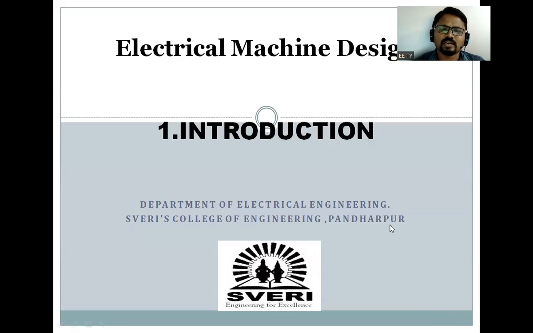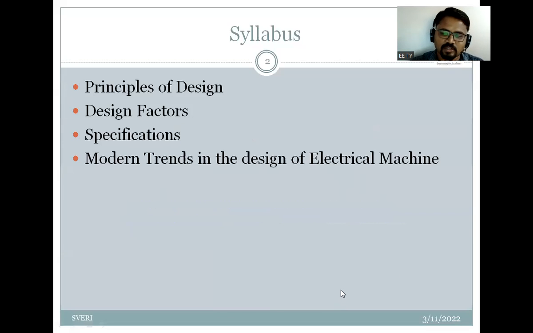Already we have discussed the syllabus related to this chapter, and you have already written the points in your notebook. First of all, we have to study the principles of design, then design factors, then the specification, and the last point is the modern trends in the design of electrical machines. These points we have to study. Everybody, I'm hoping that everyone has the notebook with you.